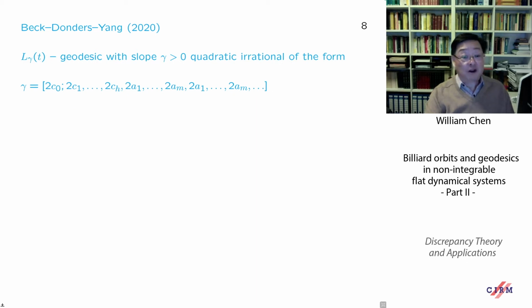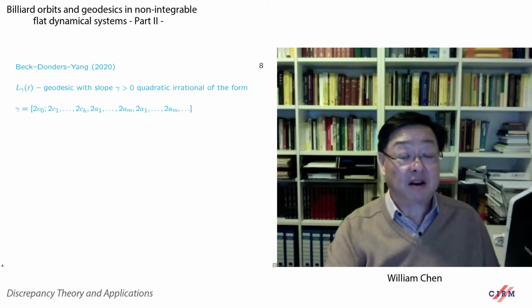They went further. They actually considered a geodesic with an arbitrary slope gamma, which is a quadratic irrational. Now, for a quadratic irrational, if we write out the continued fraction expansion, it becomes periodic eventually. Now, we want to make sure that every continued fraction digit is even. So here we have a 2 everywhere, right?